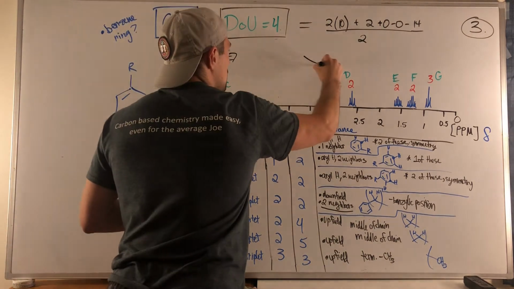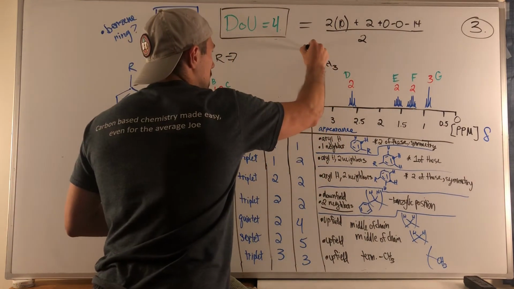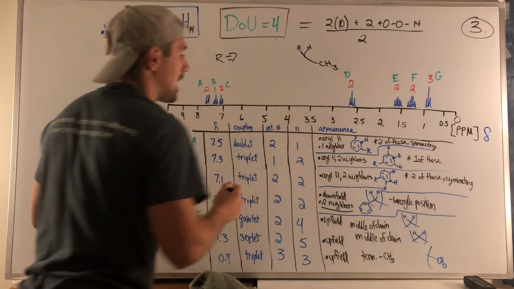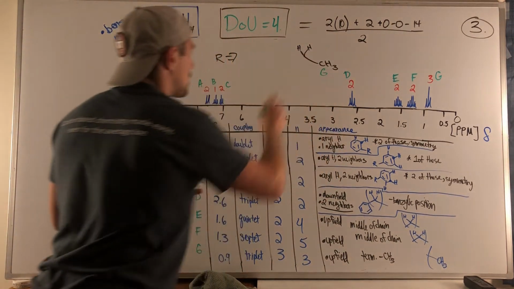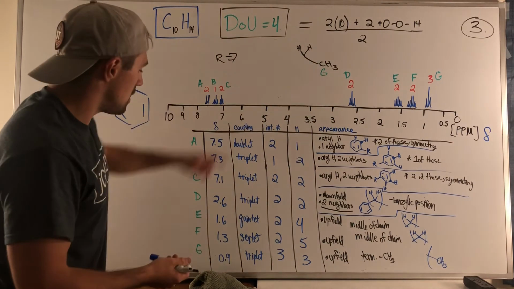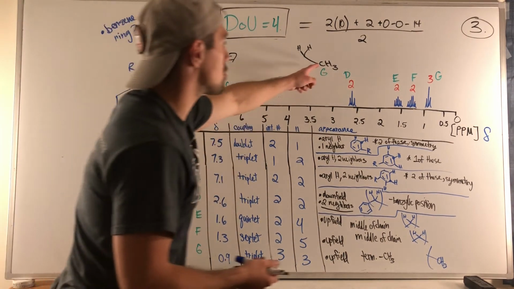The one end will look like this. We have a CH3. There will be 2 neighbors, that CH2, to indeed make it a triplet. So we know this is G. Now what can we do to make sure F is this way? F is a sextet, which means it needs to have 5 neighbors. Well, there's 3 right there.